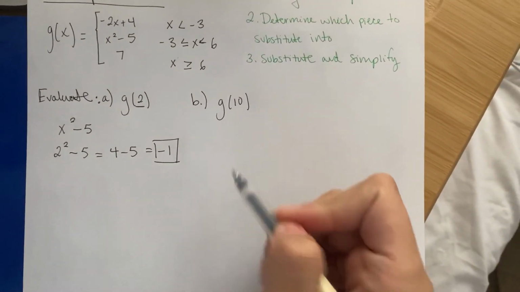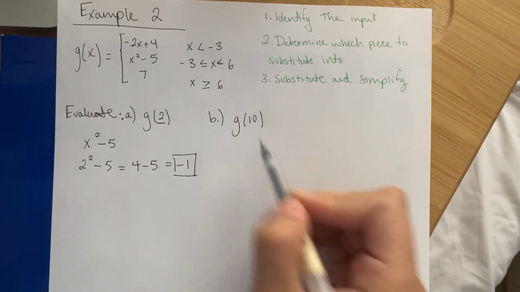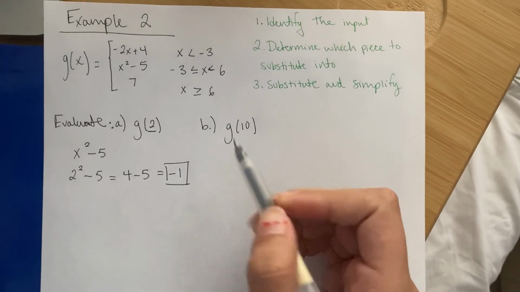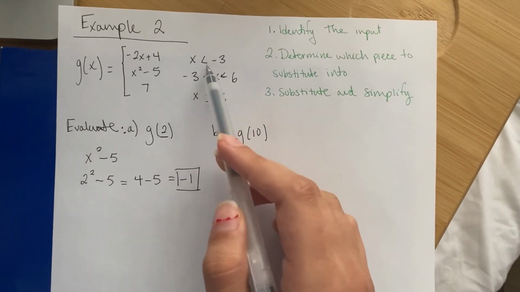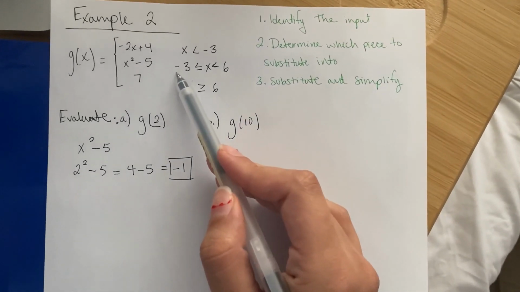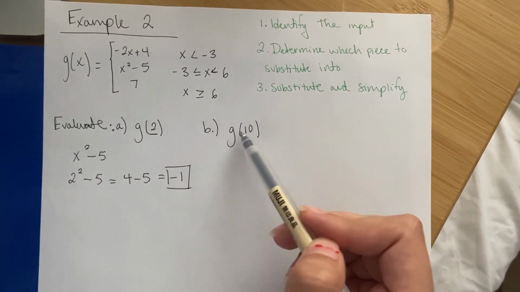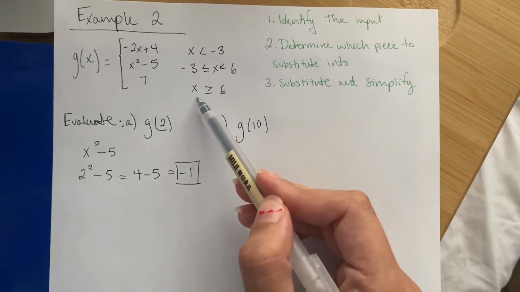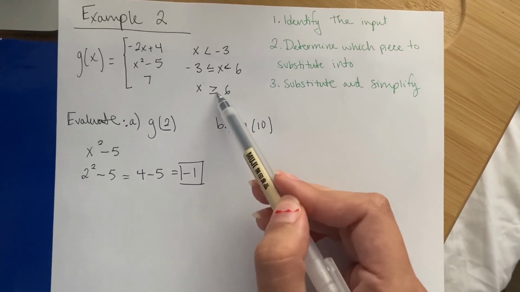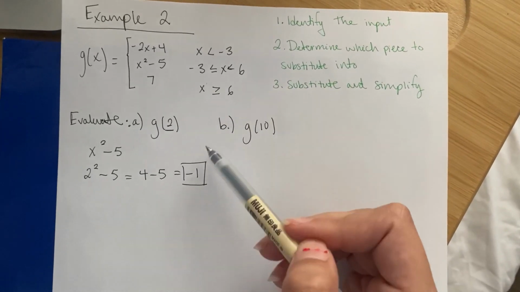So g of 10. So we've identified our input, 10. Now we have to choose which piece to substitute that into. So we know it can't satisfy this domain because 10 isn't less than -3. Is 10 between -3 and 6? No, because 10 is too large. Is 10 greater or equal to 6? Yes, it is greater than 6.